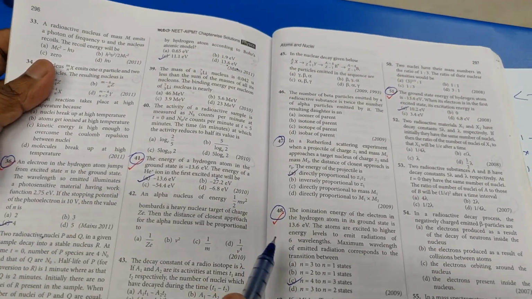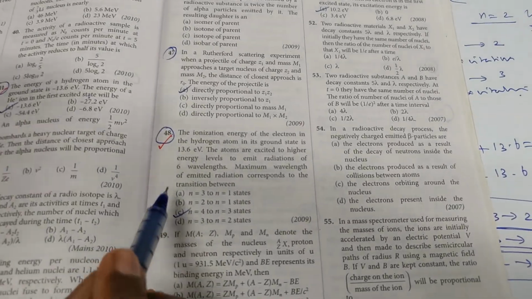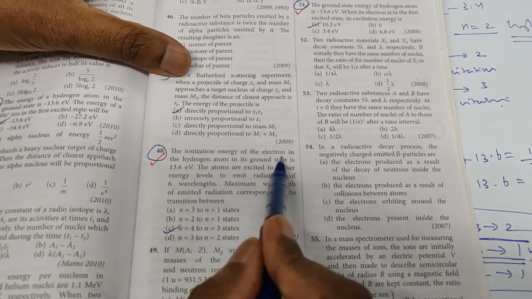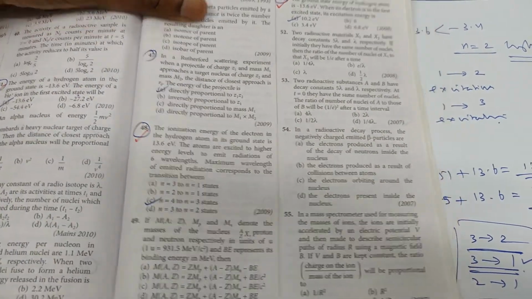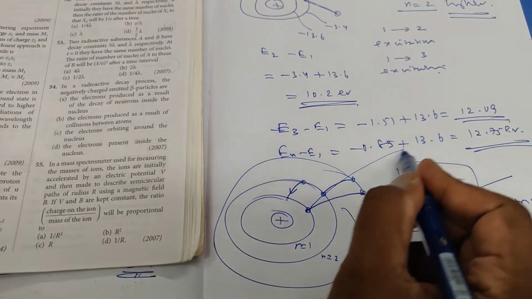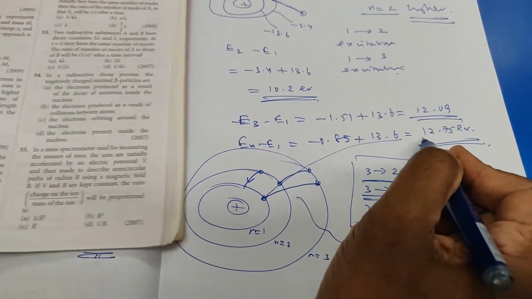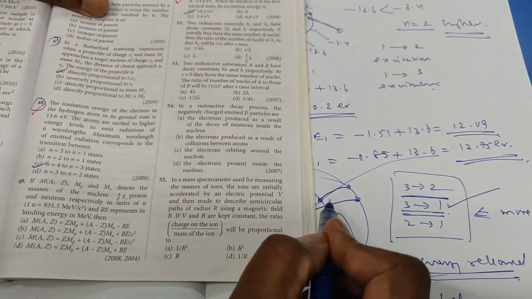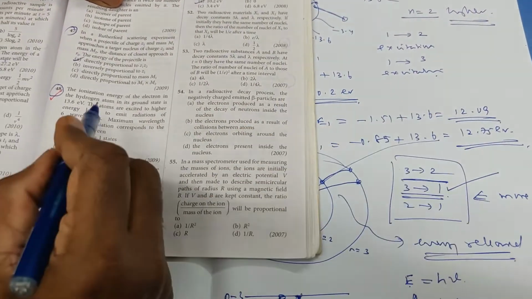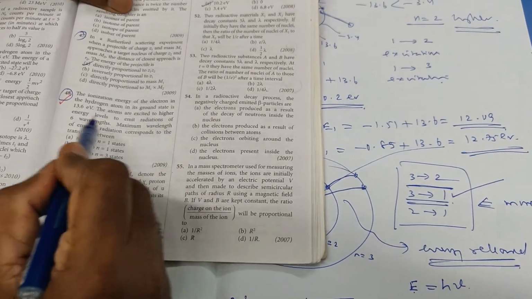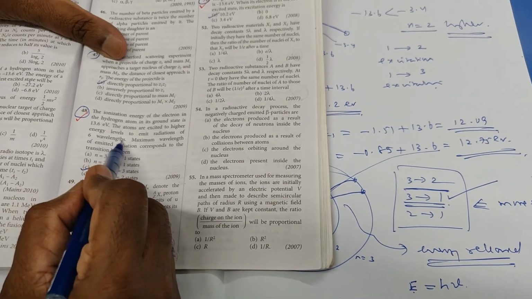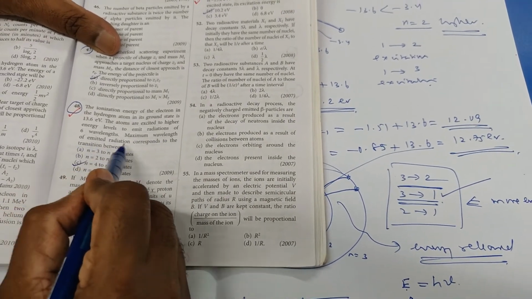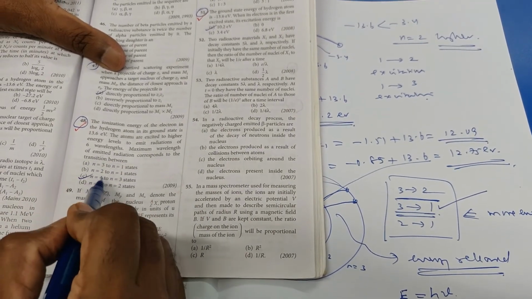Now I take you to question number 48. What is given? The ionization energy of the electron in the hydrogen atom is 13.6. Ionization means from the ground level, you shift the electron to infinity level. For that, you have to give 13.6 electron volts so that this energy becomes 0. 0 means infinity level. The atoms are excited to higher energy levels to emit radiations of 6 wavelengths. The maximum wavelength of emitted radiation corresponds to the transition.